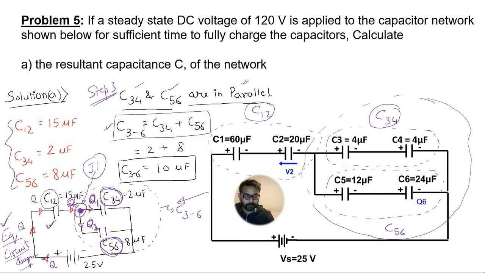We can use the formula, it is simply the sum of the individual capacitances C34 and C56. We have already calculated the values. C34 is 2 microfarads and C56 is 8 microfarads. So if we add them together, we end up getting C3-6, which is the equivalent capacitance of all the 4 capacitors from C3 to C6. It comes out to be 10 microfarads.